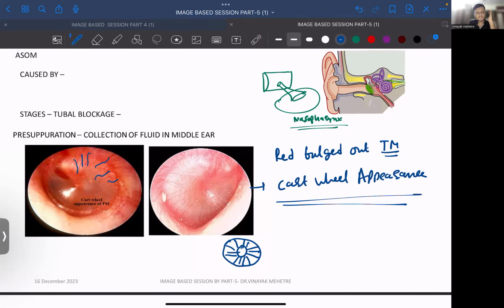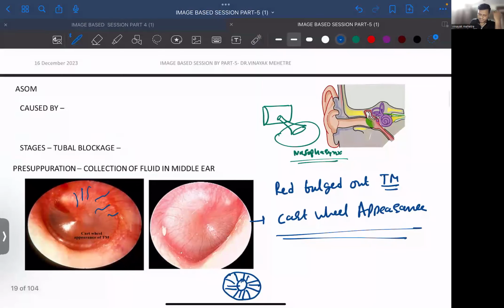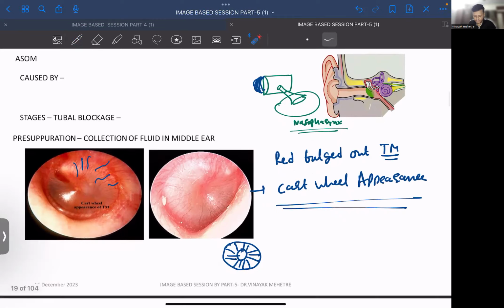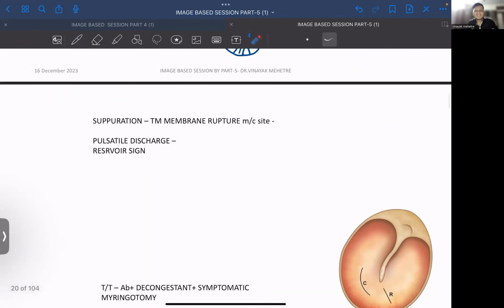Treatment over here is myringotomy. We will put a hole inside, right? Now the tension that had built up here has kept increasing. What has happened? This tympanic membrane got ruptured. That is what we call the suppuration stage, the suppurative stage, right?